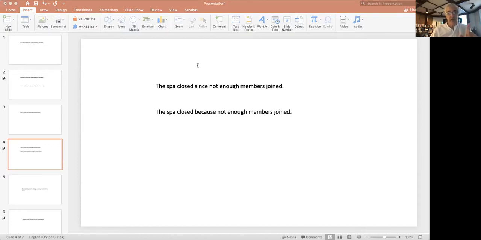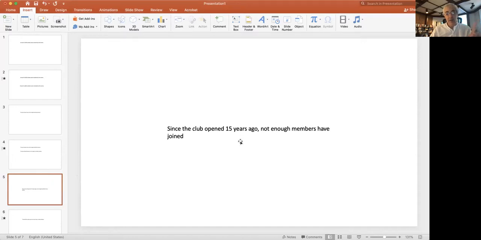You can, however, write something like this. You can write, since the club opened 15 years ago, not enough members have joined. And that is acceptable because here you are referencing the time frame from which the spa opened.